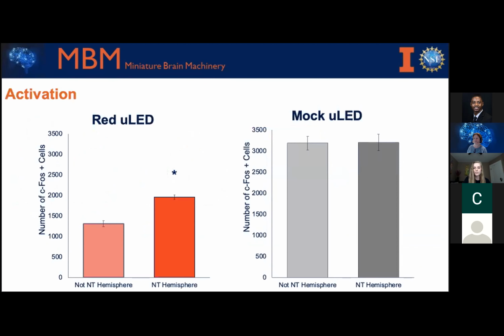So to measure activation of the hippocampus, we analyzed the numbers of c-Fos positive cells in the hemisphere where the micro-LED was implanted compared to the opposite hemisphere, and found that for the mouse implanted with the red micro-LED, there was a significant increase in activation in the portions of the hippocampus that were closest to the micro-LED compared to the portions that were farther away. However, for the control mouse with the mock micro-LED, there was no difference. So this demonstrates that we were able to successfully activate the hippocampus using the red light.